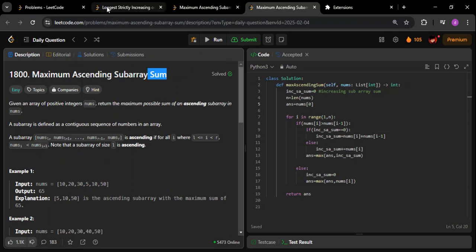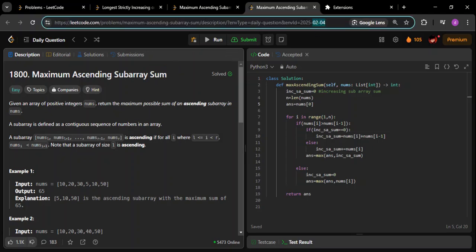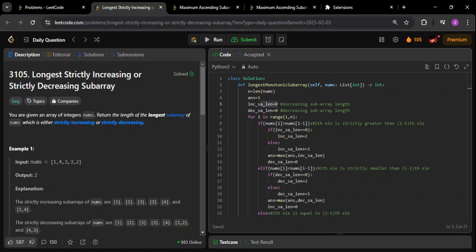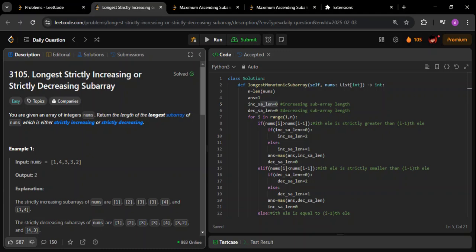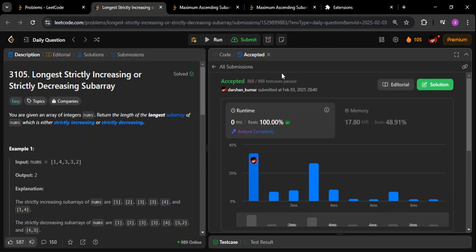If you see yesterday's question, this is the day four question. Now if I go to the day three question, here it is, right? In the day three question, they were just asking about the length. If you see my solution, this is the solution that I showed you yesterday. Again, this is beating 100% of test cases.